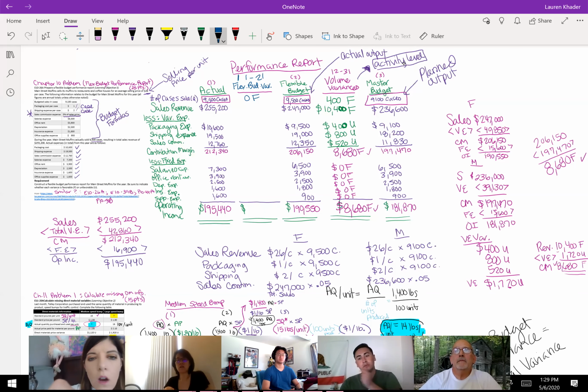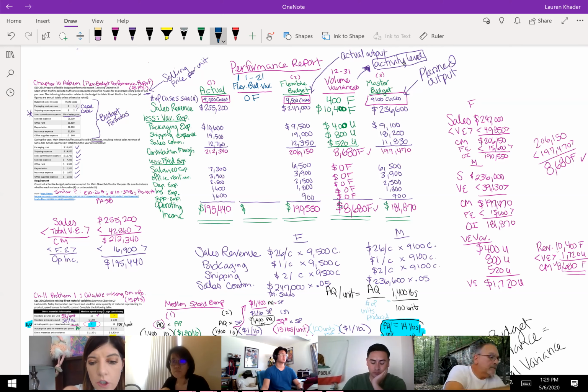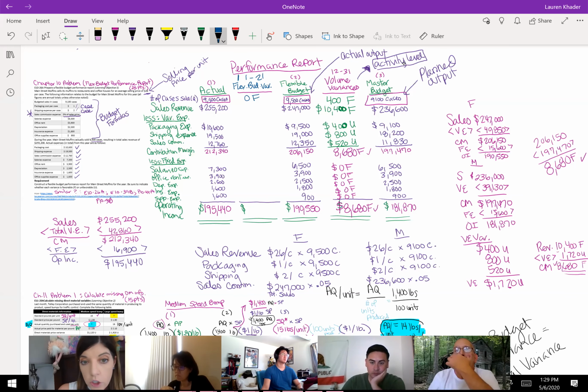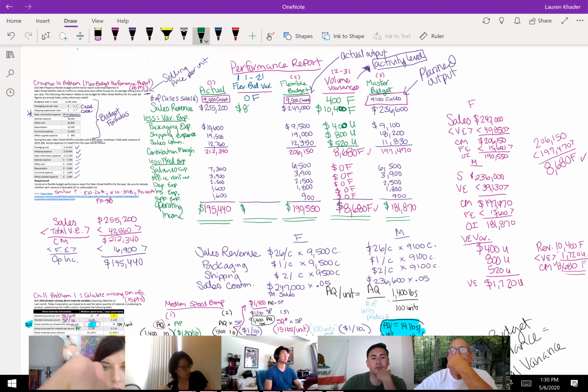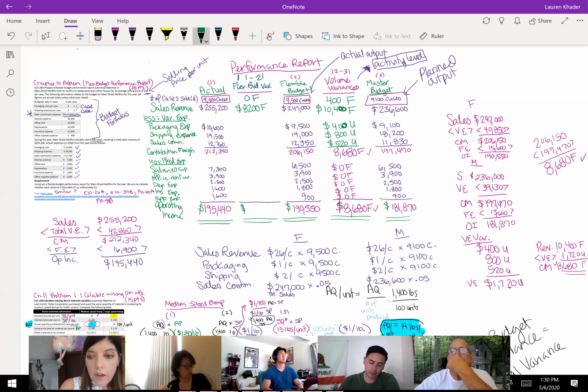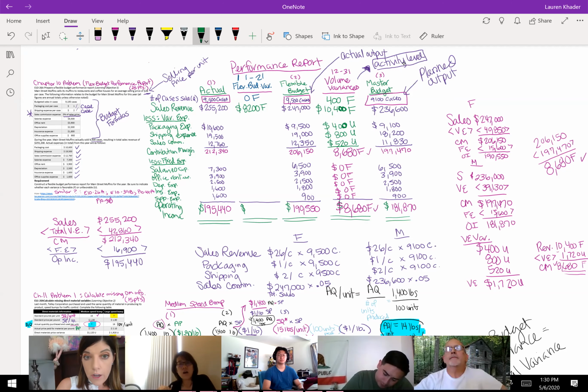So actual revenue was 255,200 versus flexible budget revenue 247. We should have earned 247. We actually earned 255,200. What's the variance? 8,200. 8,200, and it's favorable. We earn more revenue than we should have when we sold 9,500 cases. So maybe we upsold some of our items, maybe we charged a higher price, right?